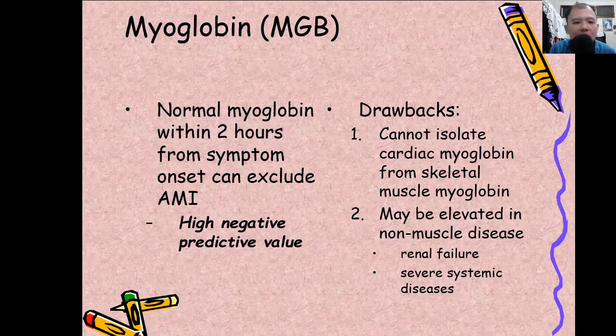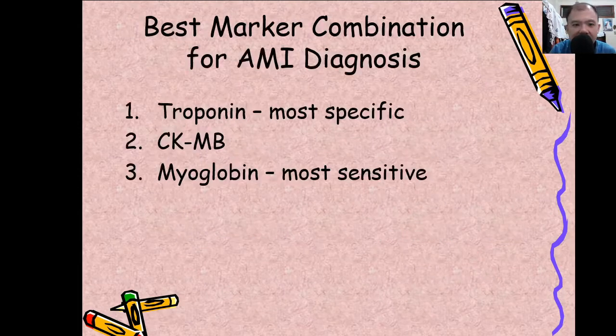Normal myoglobin within 2 hours from the symptom onset can exclude acute myocardial infarction, because of its high negative predictive value. However, the drawbacks are that we cannot isolate cardiac myoglobin from skeletal muscle myoglobin, and it can be elevated in non-muscular disease such as renal failure and severe systemic diseases.